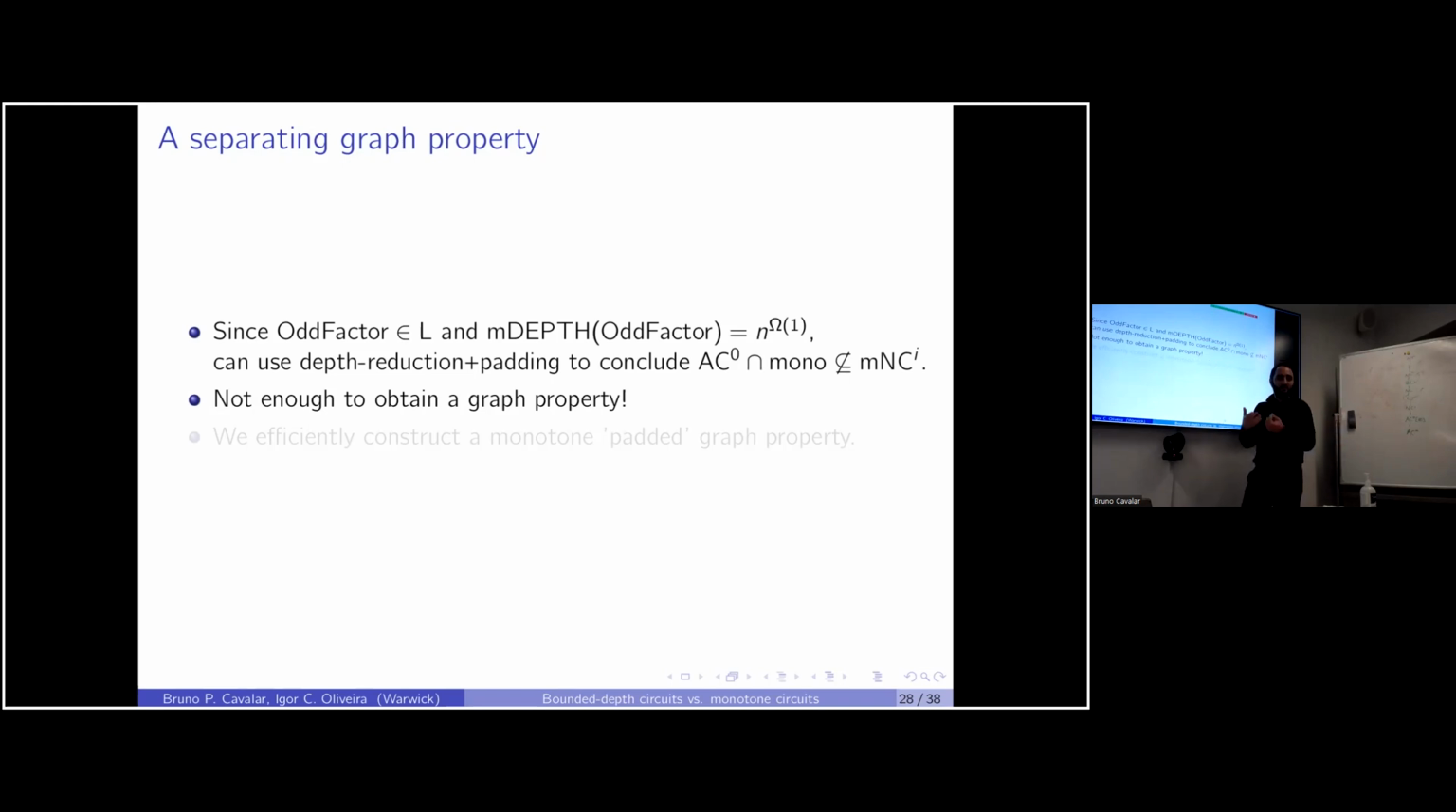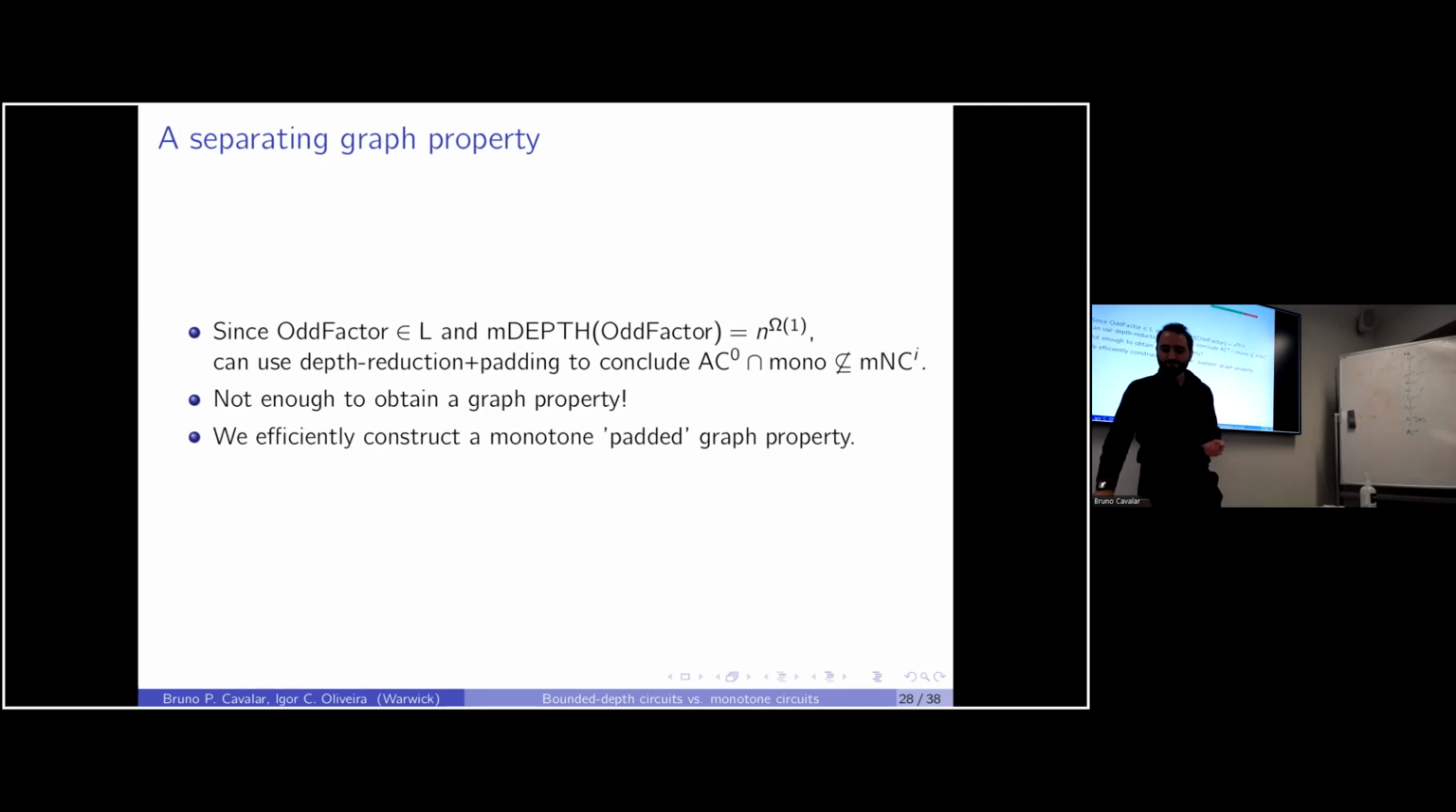It's not a graph property anymore because there are some special vertices which can't represent edges of a graph, they don't have the symmetry of a graph property. But what we do is we efficiently construct a monotone padded graph property. So there's a way of doing a smart padding so that you preserve the graph propertiness of the original function. Okay. Is this clear? Is it clear why this wouldn't be a graph property?